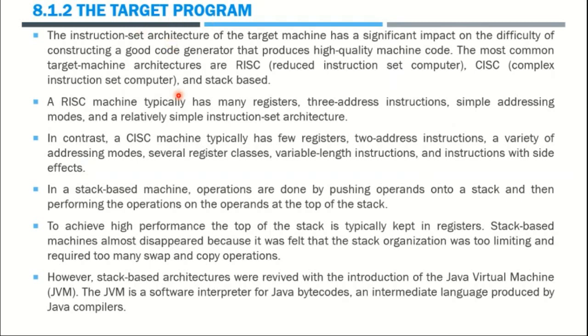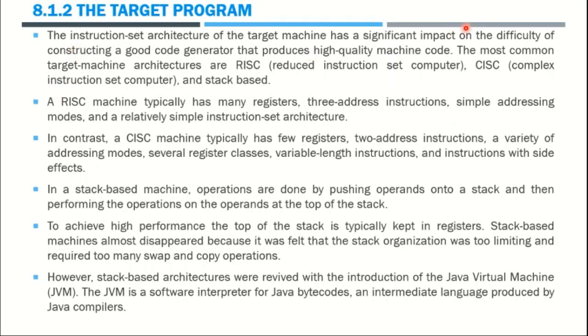So actually here the target program or target code can be generated based on which type of instruction can be used by the target machine, whatever the architecture of the target machine. Based on such architecture, the target program can be generated. So here the code generator can produce high quality machine code. To generate the target program, it is mainly based on the instruction set, which type of instruction set is used on the target machine.